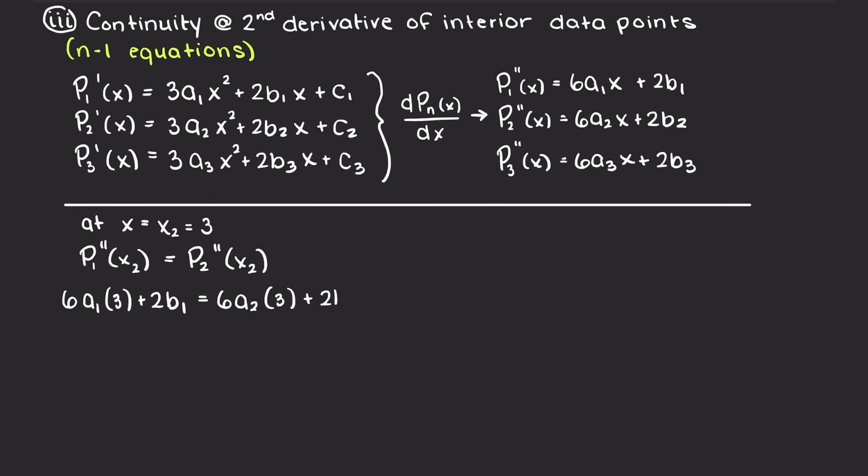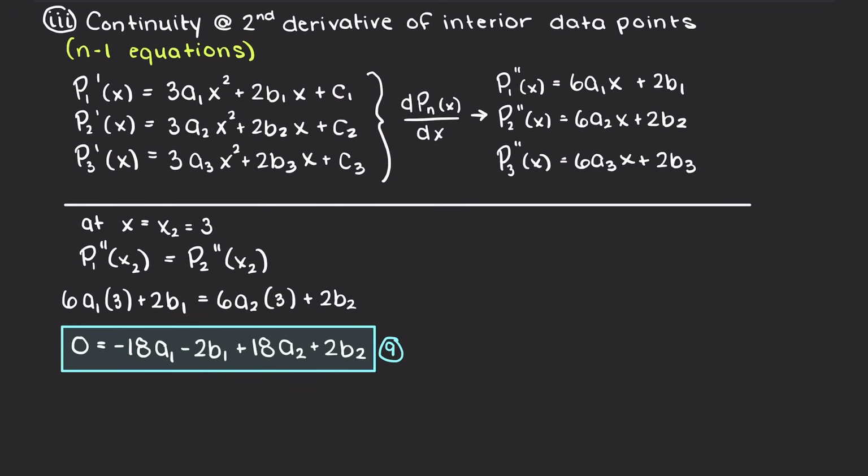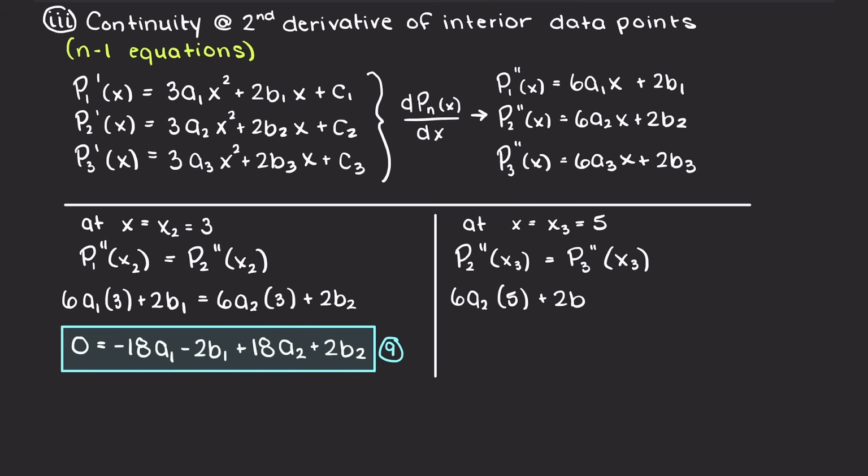This works out to the following equation, and I'm just going to rearrange it such that all variables are on one side and the constant on the other side of the equation. Secondly, we'll repeat this process for our second interior data point between P2 and P3.